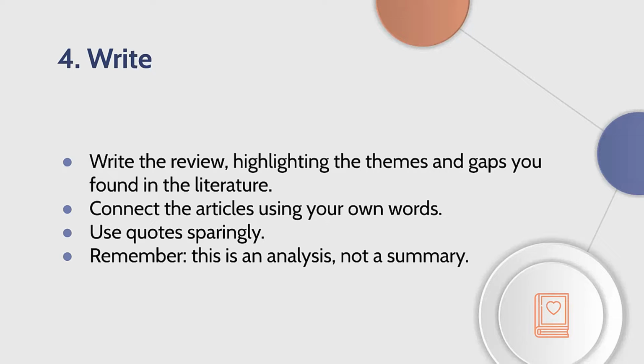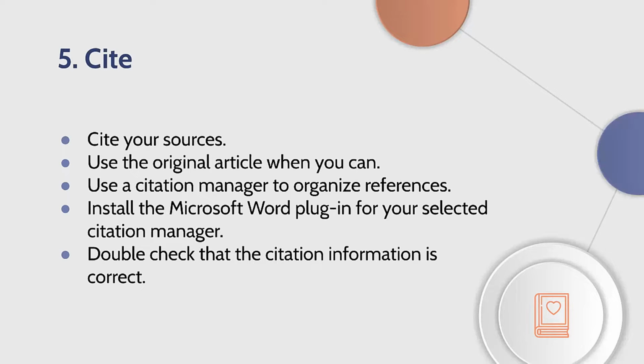And then step 5, citing. So citing your sources using the original article when you can. Rather than citing an article that has analyzed that original article, go to the original article itself. Using a citation manager tool to organize the references will really help you, and we'll talk about this later. And then double check that all the citation information that you've quoted in the article is in your reference list.